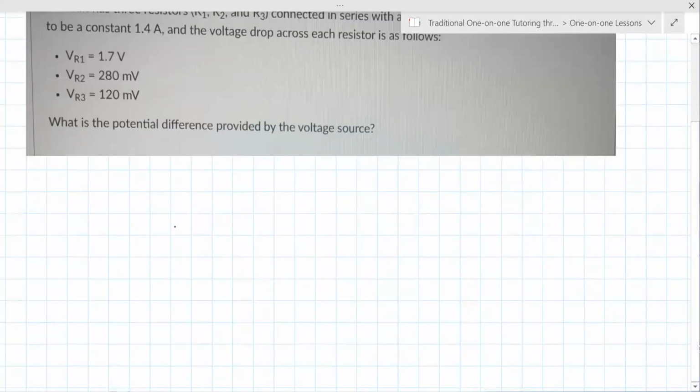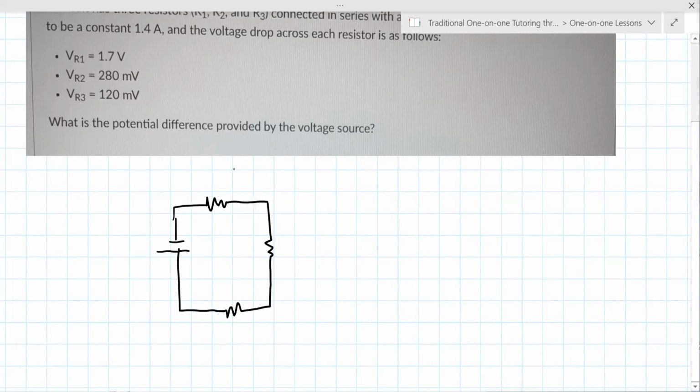So there's always some sort of a battery, and then you've got resistor 1, and then resistor 2, and then resistor 3. So we'll go 1.7, 0.28, because we want to convert it to volts. You take that 280 millivolts, and there's 1,000 millivolts in 1 volt. And then similarly for resistor 3. Okay. And we've got some equations here. V equals IR.